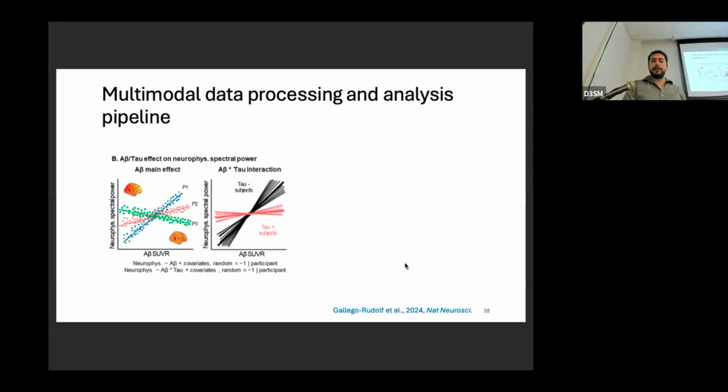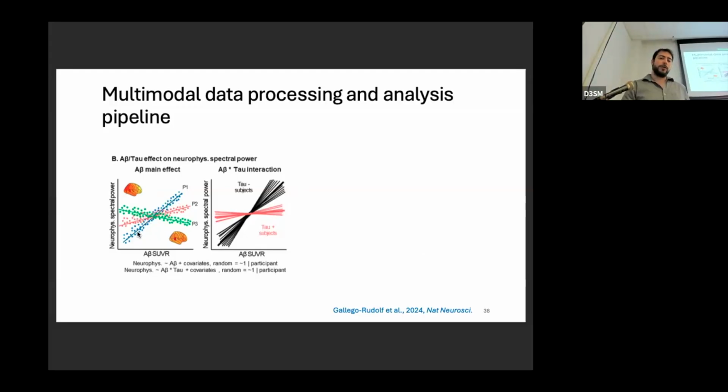All right. So for the actual statistical analysis, I wanted to test the association of proteinopathy with neurophysiology. And the way we did it was using nested linear mixed effect models. So we have the deposition of amyloid across the 68 regions of the Desikan-Killiany atlas. And we also have spectral power measurements for each of these regions that we extracted from the reconstructed MEG signals.